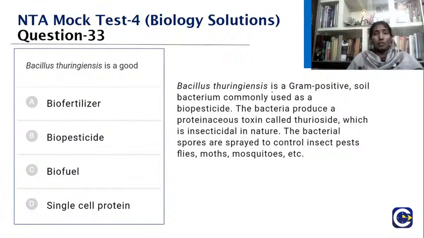So what we have to know is that Bacillus thuringiensis is a gram-positive soil bacterium commonly used as a biopesticide. The bacteria produce a proteinaceous toxin, which we call thuringiensin, which is insecticidal in nature. The bacterial spores are sprayed on insect pests like flies, moths, mosquitoes, etc. But they are harmless to birds, fishes and mammals, whose acidic gut conditions negate the bacteria's effect. The specific Bt toxin was isolated from thuringiensis and incorporated into several crop plants, cotton, brassica family and so on. So it gives good control, a very good biopesticide.